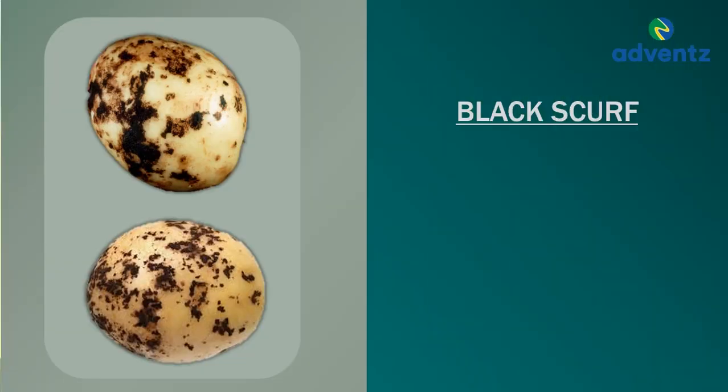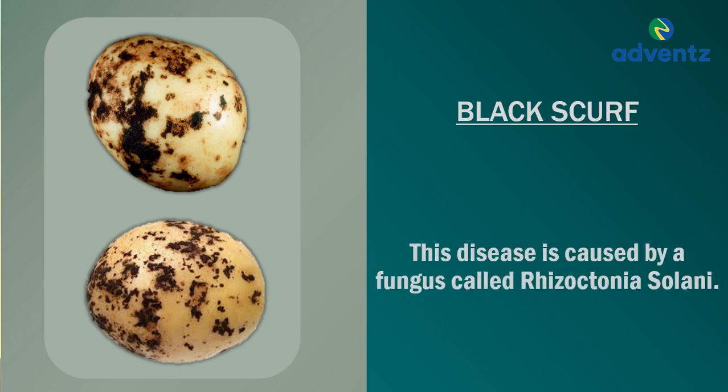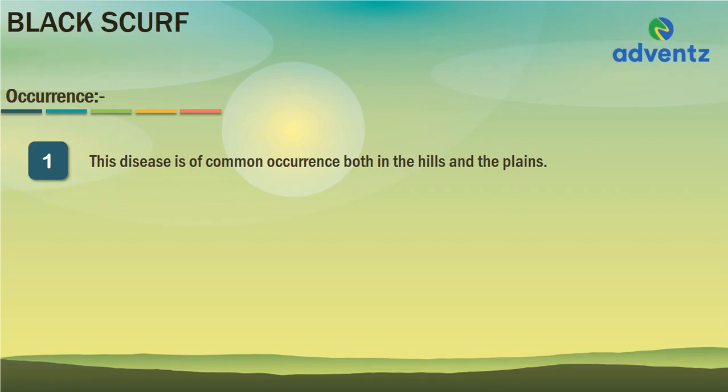The third disease is called black scurf. It is a fungal disease caused by Rhizoctonia solani. Where does black scurf occur? This disease, black scurf, is of common occurrence both in the hills and the plains.